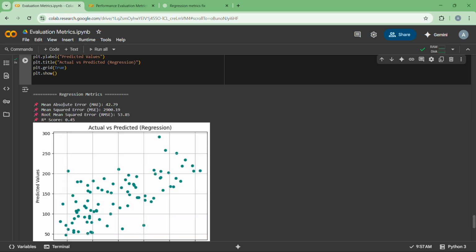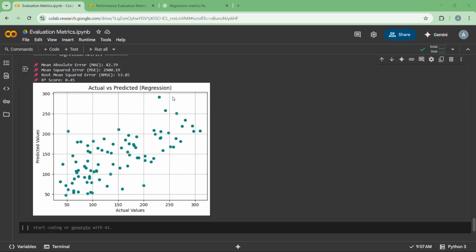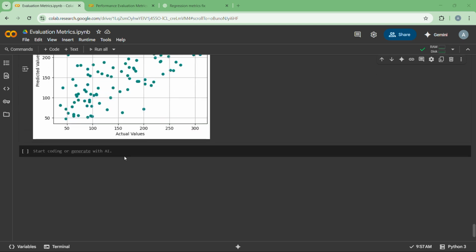The output is mean absolute error 42.79, MSE 2900.19, root mean squared error 53.85, and R square 0.45. And the scatter plot shows actual values versus predicted values.